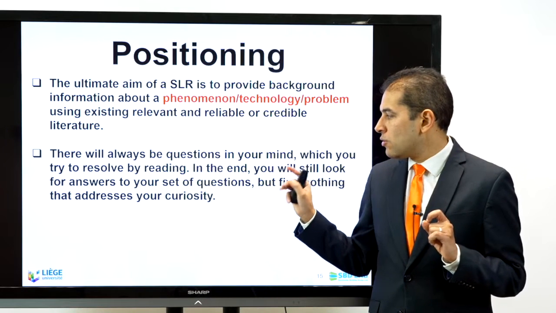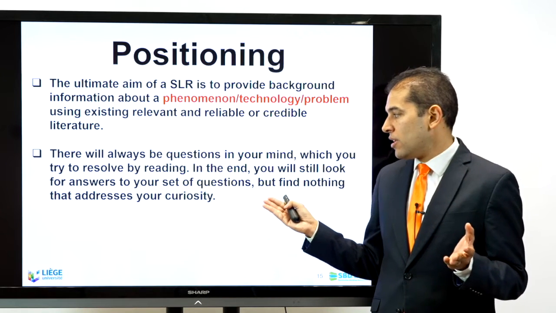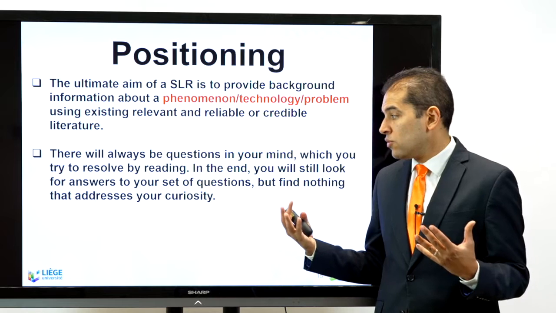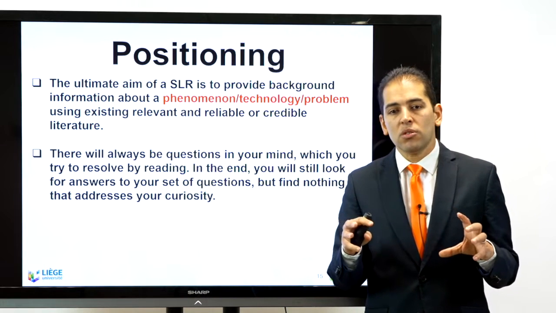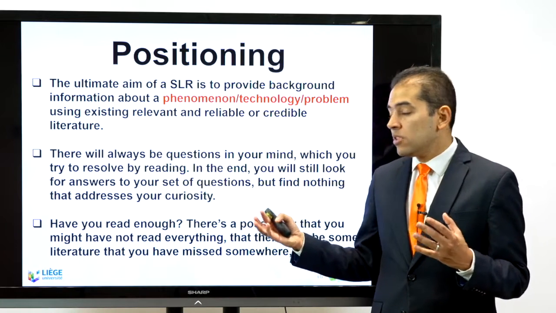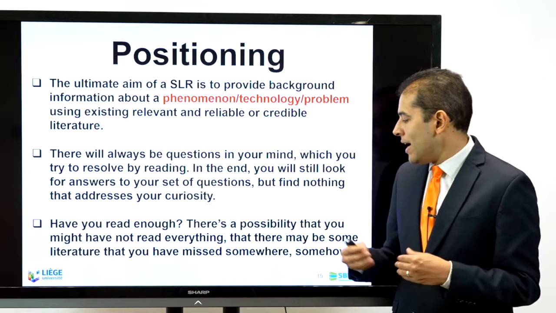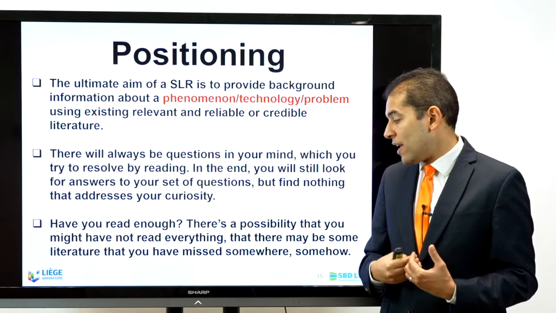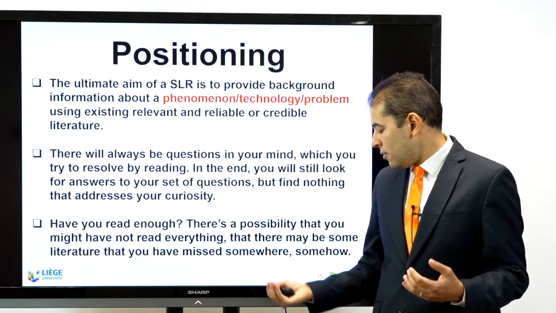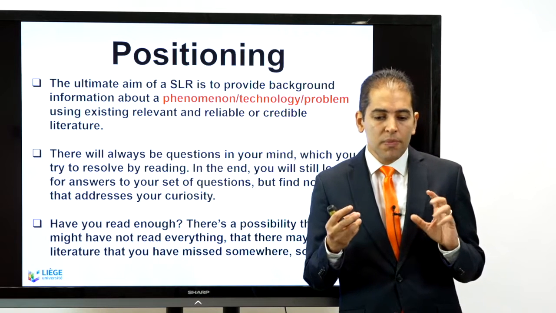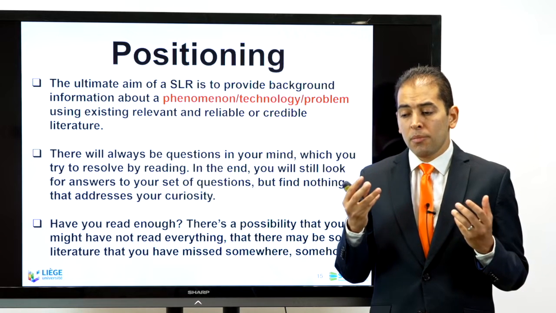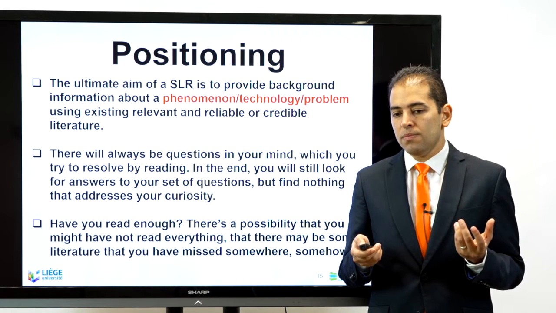Also, there will always be questions in your mind which you try to resolve by reading, and in the end you will still look for answers to your set of questions but find nothing that addresses your curiosity. At that moment, you can start your systematic literature review. You need to check if you have really read enough, as there's a possibility that you have not read everything that has been published in the literature and that you missed some elements. So it's important to be skeptical and very attentive to the existing literature before conducting a literature review.